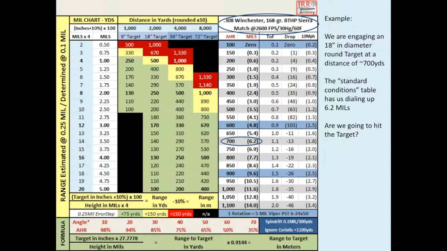The distance is in 50 yard increments, with correction in mils, time of flight, and drop in inches up to 600 yards, and in feet afterwards. And you see the wind corrections in mils as well for a 10 miles per hour full value wind.